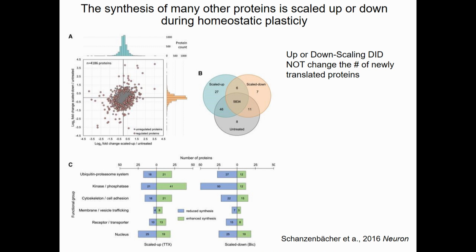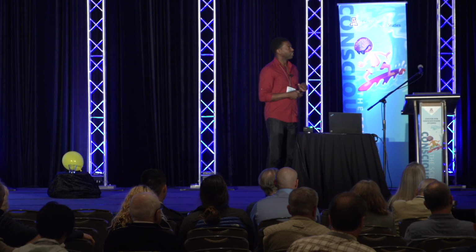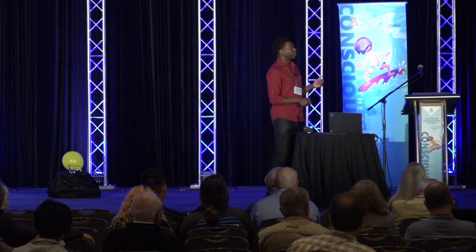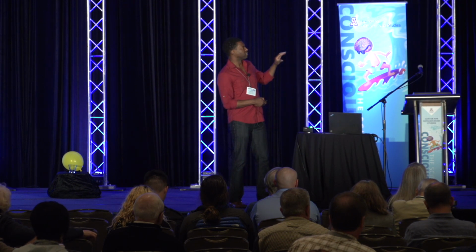And what they found was that the number of proteins that increased or decreased did not change between any condition, but it was actually the up or downscaling that caused an opposing translational regulation of several molecular pathways. So it appeared that certain pathways in total, in cohorts, were bidirectionally regulated, which allows production of an adjustment to the proteome that can be fine-tuned. And this is looking at synthesis.